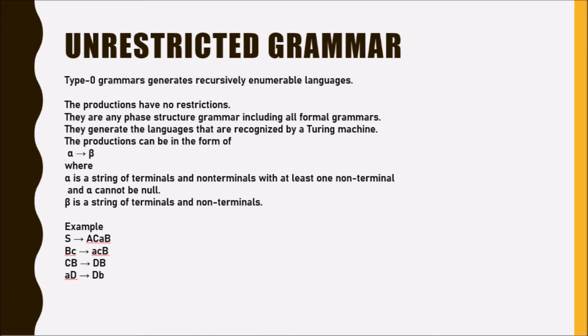Unrestricted grammar. The type 0 grammar generates recursively enumerable language. The productions have no restriction. These are any phrase structure grammar including all formal grammars. They generate languages that are recognized by a Turing machine. The production can be in the form of A goes to B, where A is a string of terminals and non-terminals with at least one non-terminal and A cannot be null. B is a string of terminals and non-terminals.